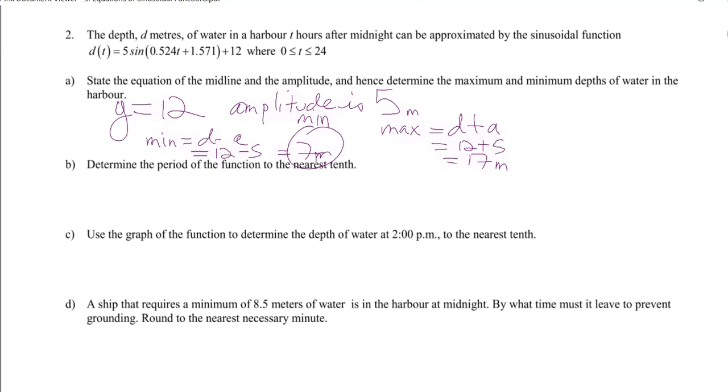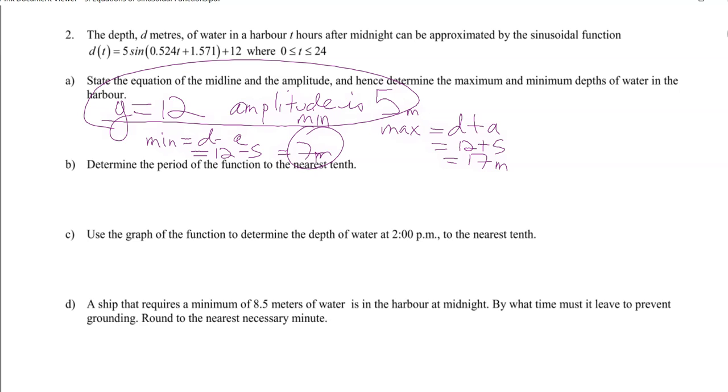Okay, it just says state. Well, no, then it says determine. So actually, you do have to show work. State the equation of the midline and the amplitude, right? Because those are just numbers you pick out of the equation, and then determine. So to get max and min, you really do have to do a calculation, right? So it's going to be d minus a. Okay, so 12 minus 5, and d plus a, 12 plus 5.